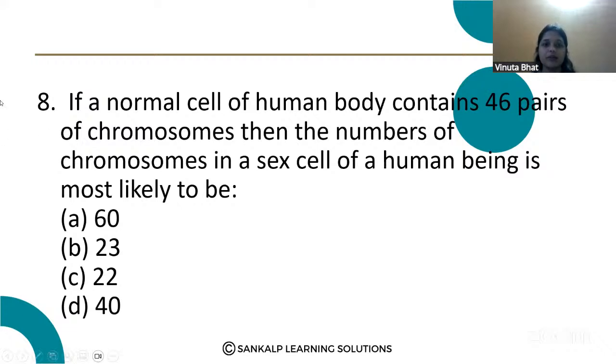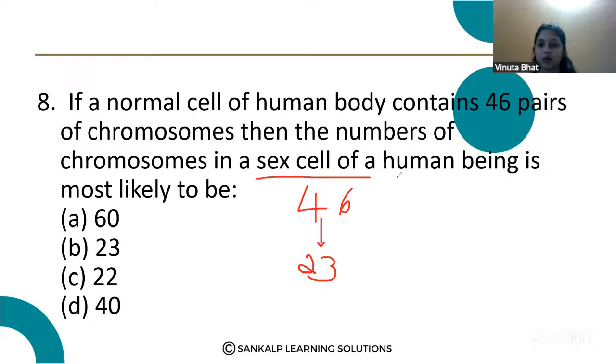Next question. If a normal cell of the human body contains 46 chromosomes, then the number of chromosomes in a sex cell of a human being is most likely to be. The total number of chromosomes is 46 in the human body. But during the formation of the gametes, meiosis cell division occurs. Meiosis means the number of chromosomes becomes half in the cell, so it is 23.